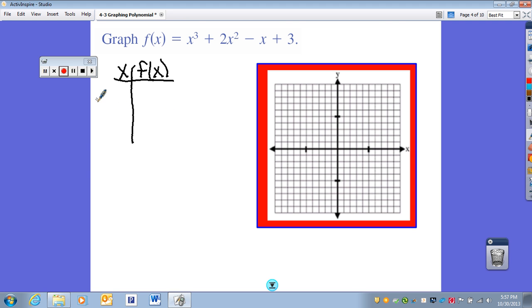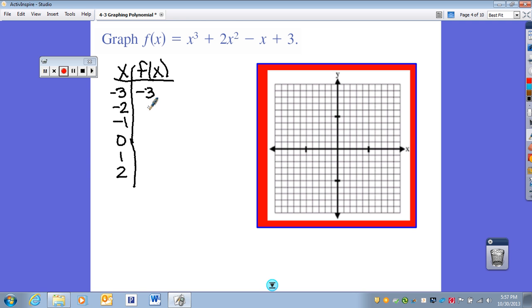So I'm going to pick some values for x. I'm going to start with -3, -2, -1, 0, 1, and 2. What we're going to do is take the -3, and we can either use synthetic substitution, or we can simply do direct substitution and plug those in. And when I do that, my y value for -3 will be -3.